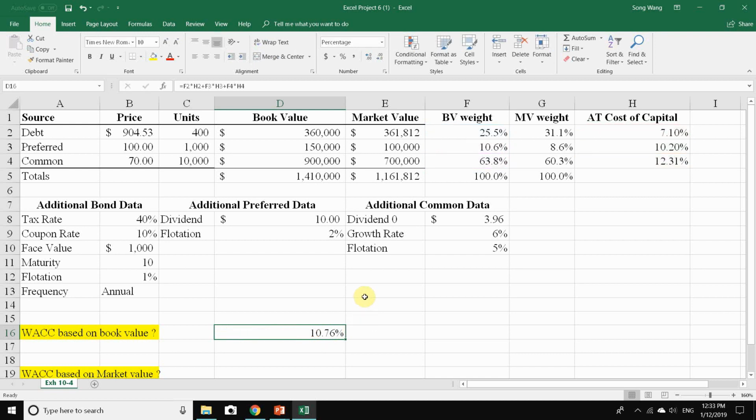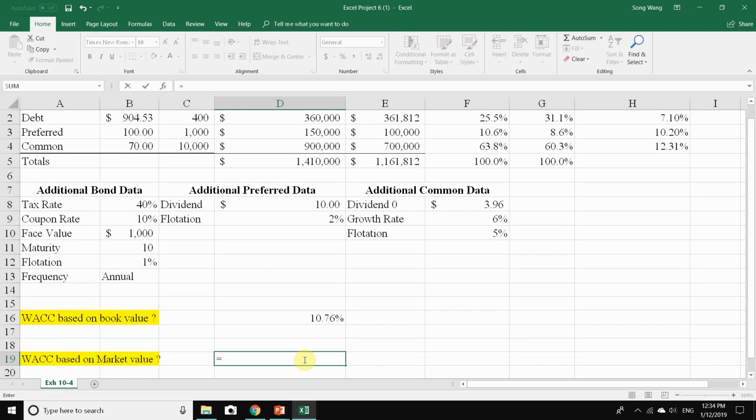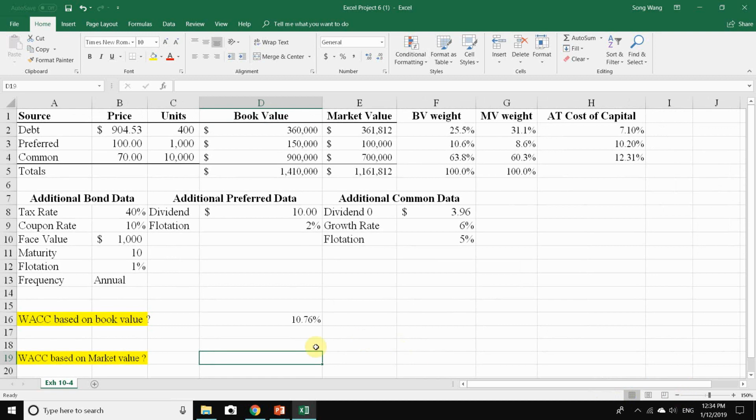for this book value WACC. For the market value WACC, you can do the same thing. Just use one times another plus one times another, and so on and so forth. But I want to introduce you to this method. It's called the sum of product function. I don't think I have enough space, let me just zoom out. You start your formula with SUMPRODUCT, and then you use the numbers in this vector, which is your market value, times the numbers of this vector in this column, and close the parentheses to finish.